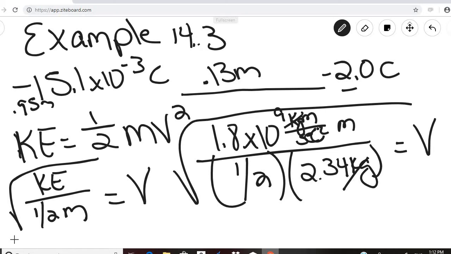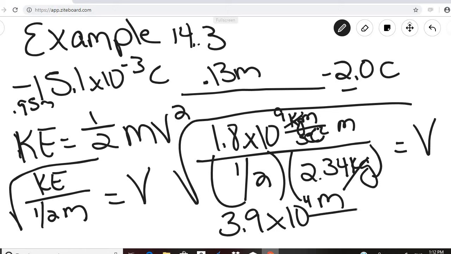So what you should get for the velocity, when you do that, is that V is equal to 3.9 times 10 to the 4th meters per second. Okay, so when that moving particle is 95 centimeters away from the stationary particle, it will be moving at 3.9 times 10 to the 4th meters per second.